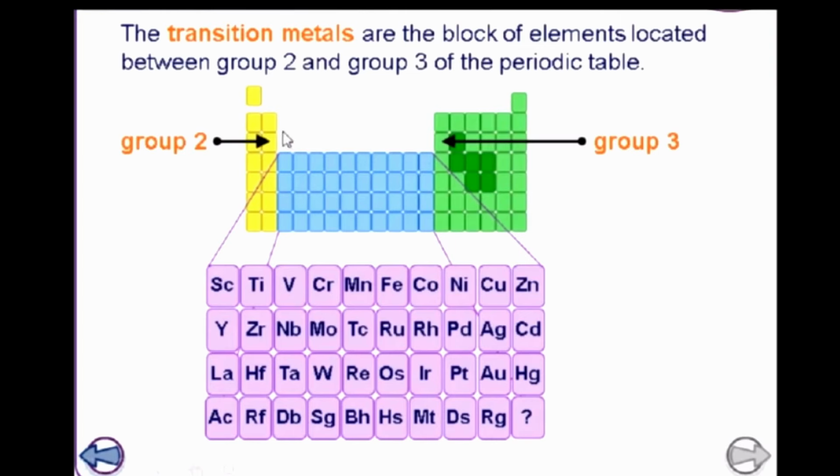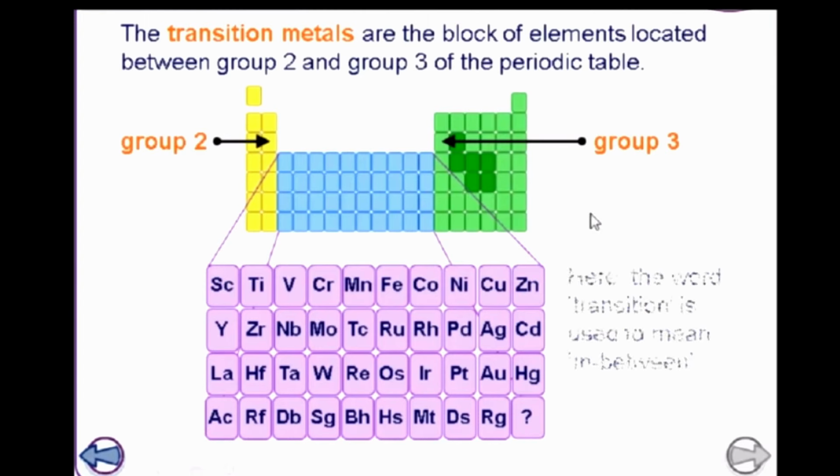D block, B-L-O-C-K metals. So we also call them D block metals. You'll learn about it in grade 11 next year, or this year in August, when you start learning about the transition metals. So I hope you understood the meaning of transition metals. Transition metals are those metals which are found between group 2 and group 3 of the periodic table.